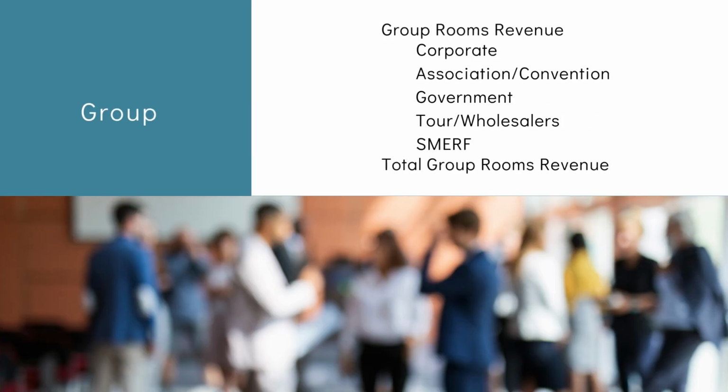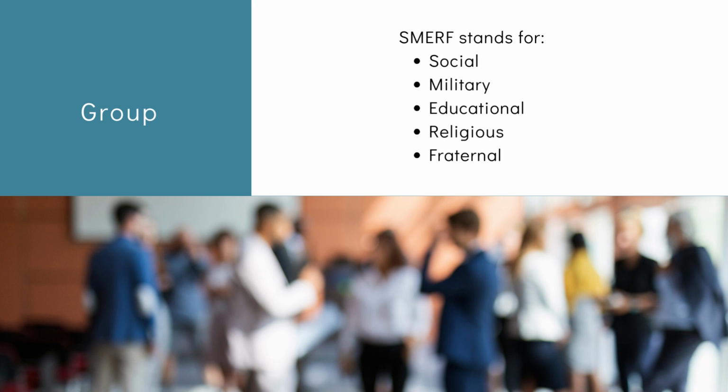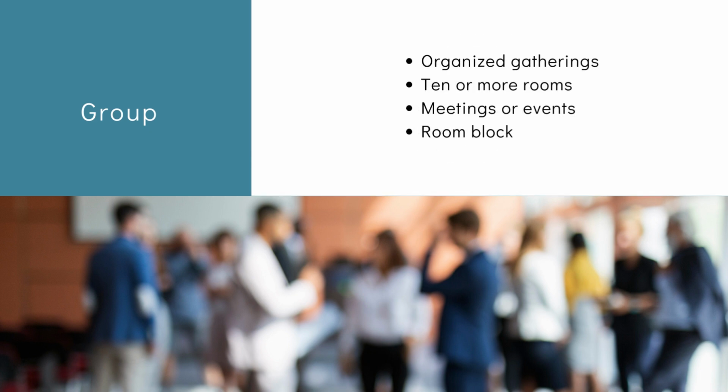Just like with transient, group rooms revenue has its own subdivisions: corporate, association and convention, government, tour and wholesalers, and SMERF. Remember, SMERF stands for social, military, educational, religious, and fraternal groups. While transient guests usually handle their own bookings or use travel agents, group guests are part of organized gatherings. They are usually at the hotel for meetings or events related to their specific group. Their bookings fall under the room block reserved for their group.